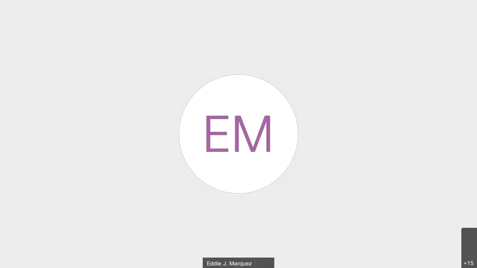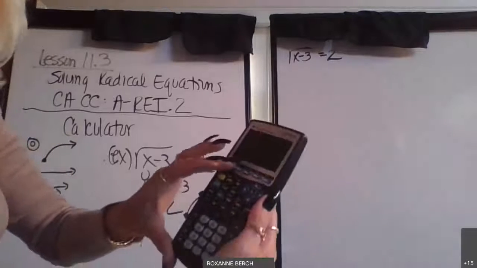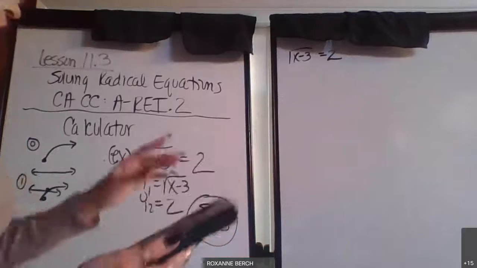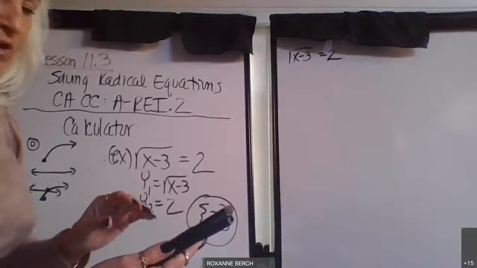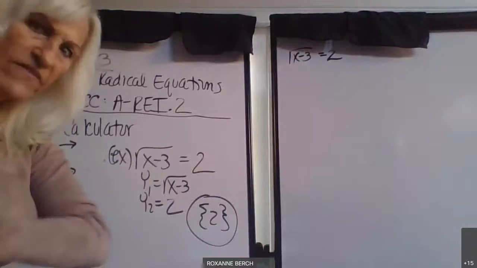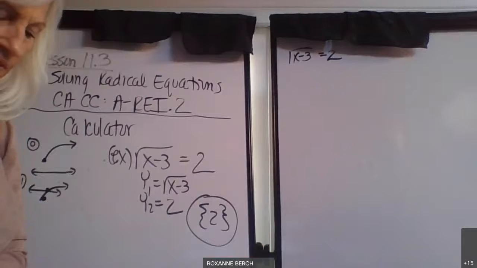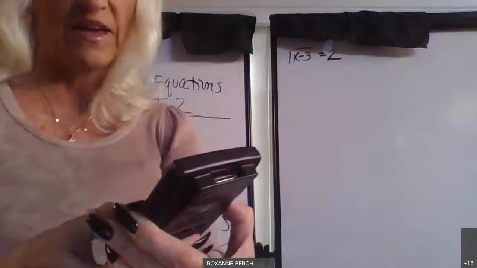Hold on. Okay, let's do it again. Go into y equals, the equation editor here. You're going to put in the square root, which is second x squared, and you're going to put in x minus 3. Make sure you put it in parentheses. So don't leave off a parenthesis, it won't work right. Then you go under y sub 2 and put a 2. So your calculator should look like this.